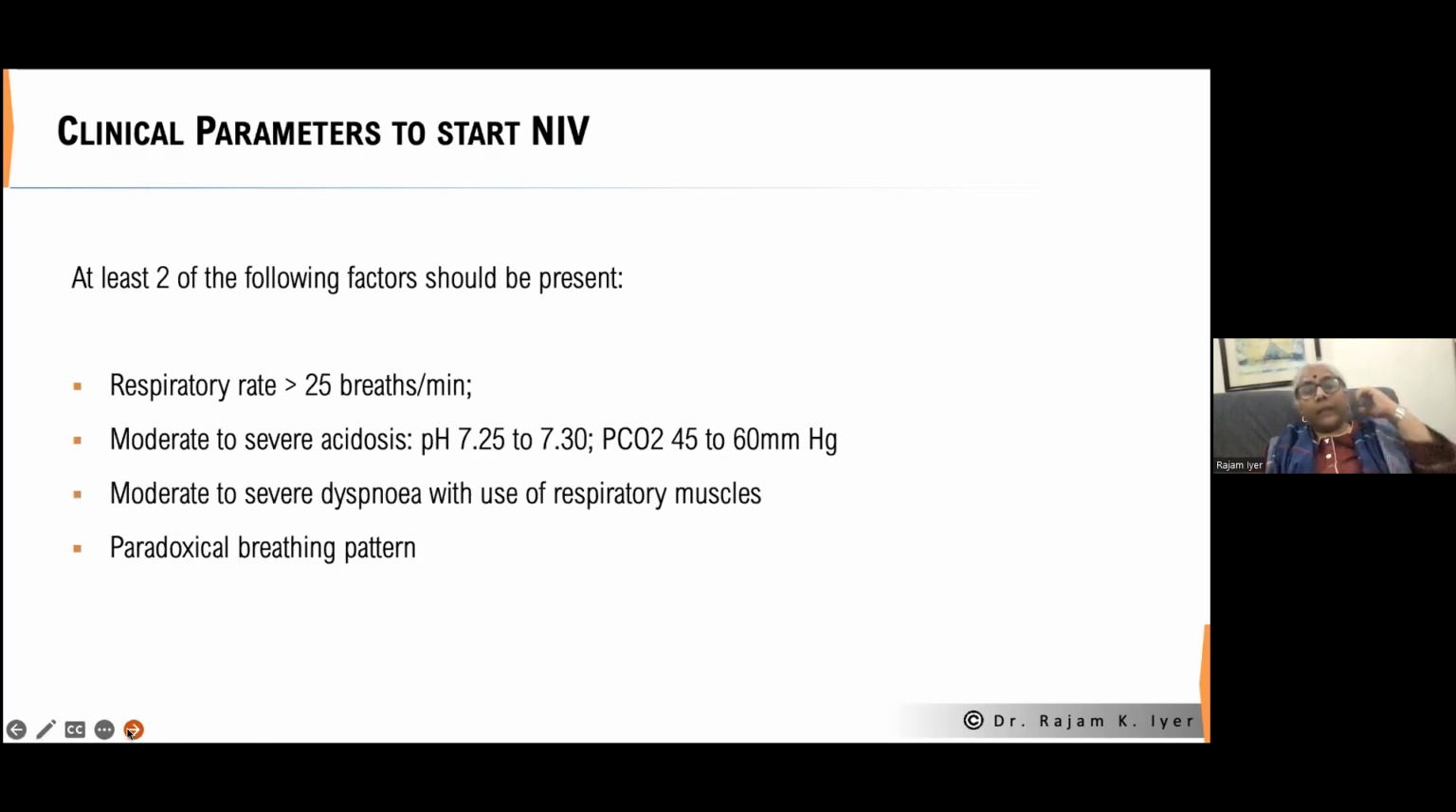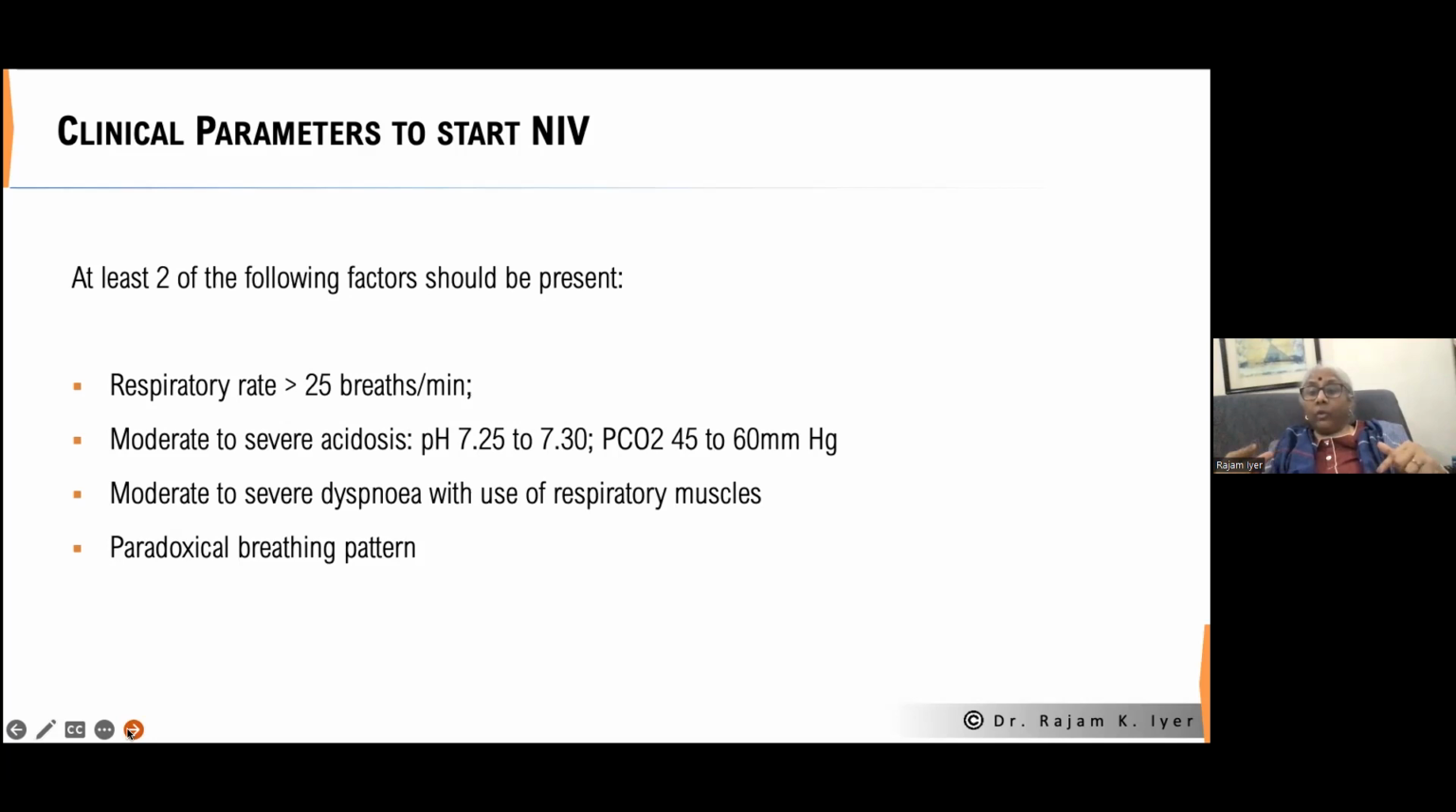Okay. So clinical parameters to start is at least two of these, which is high respiratory rate, more than 25, respiratory acidosis in an alert patient. You can't use NIV in an unconscious patient. So respiratory acidosis according to the ABG, moderate to severe dyspnea with accessory muscles of respiration. And when the patient has paradoxical breathing, which means during inspiration, his abdomen is going in and expiration abdomen is going out.